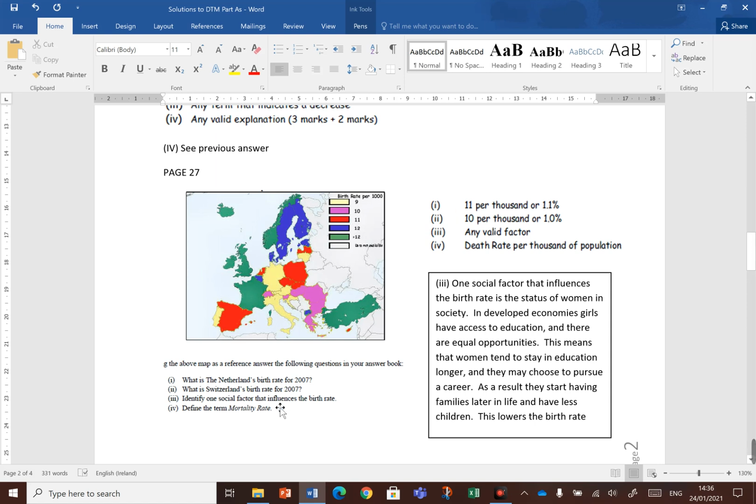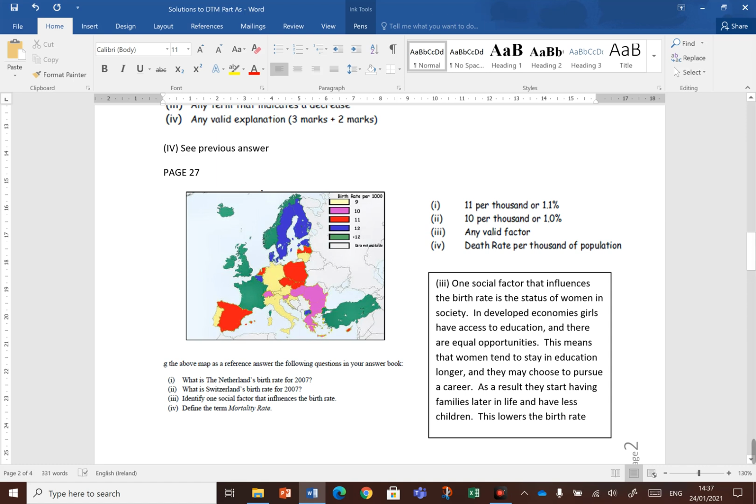3, identify one social factor that influences birth rate. So I have that over here. Social factor is the status of women in society. So again, it's social, it's not economic. In developed economies, girls have access to education and there are equal opportunities, meaning that women will stay in education longer and they may choose to pursue a career. As a result, they have families later in life, have less children, lowers the birth rate.